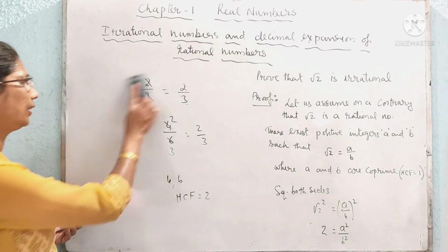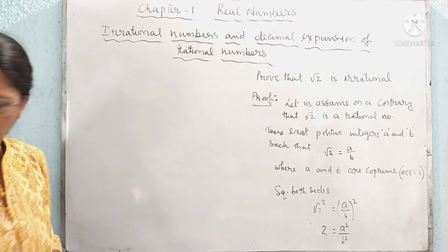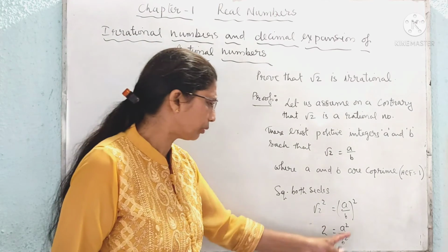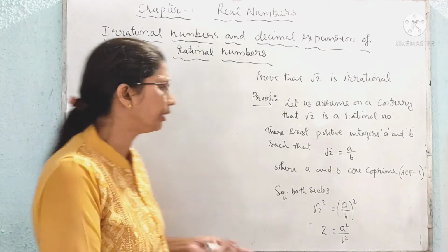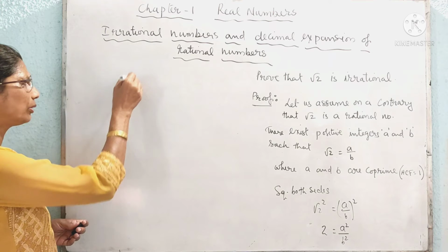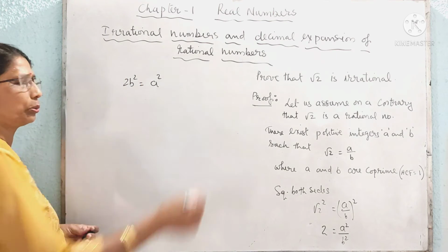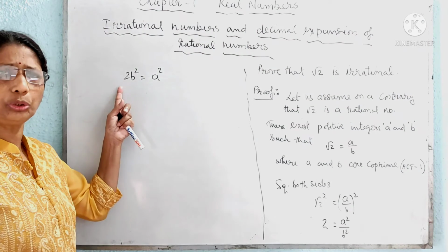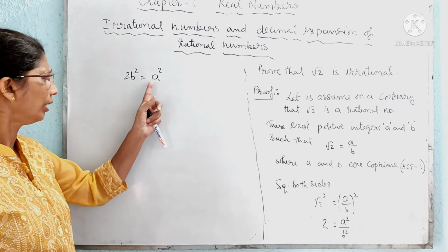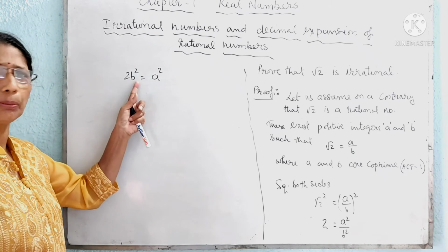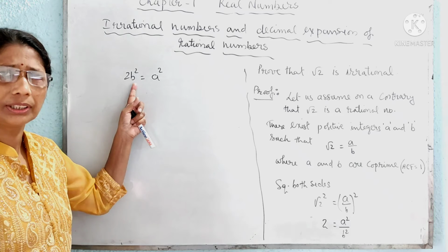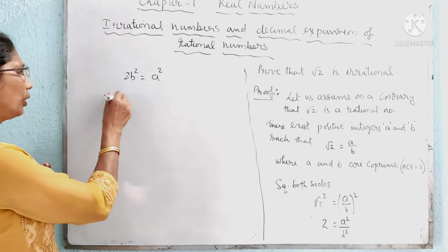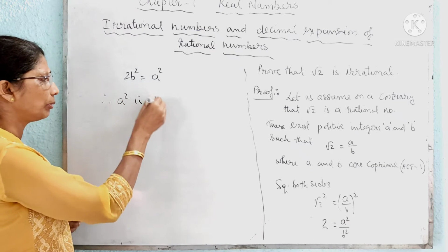Then next step, after 2 equal to a square upon b square, we can write 2b square equal to a square, that is, a square equal to 2b square. What is the meaning of this? a square is divisible by 2. 2 into anything. Therefore a square is divisible by 2.